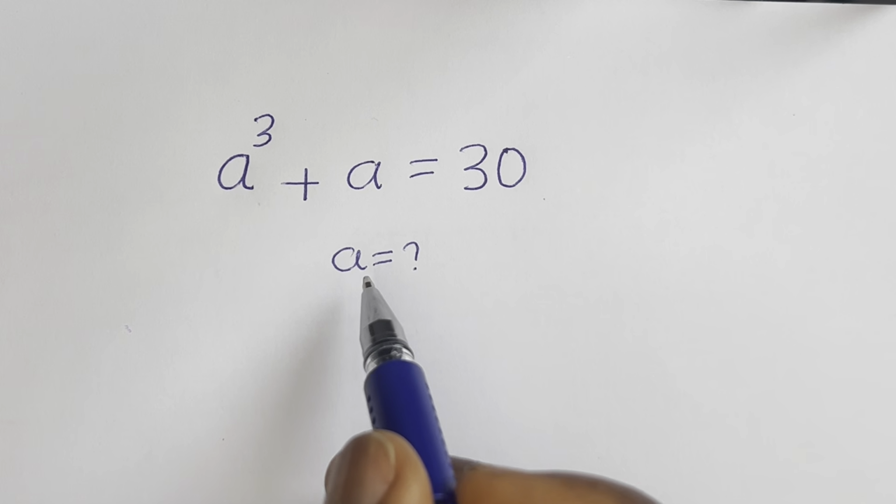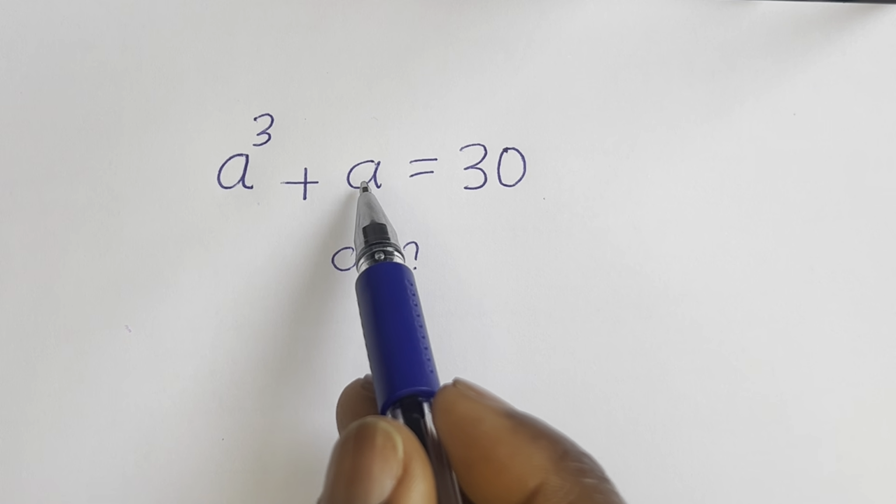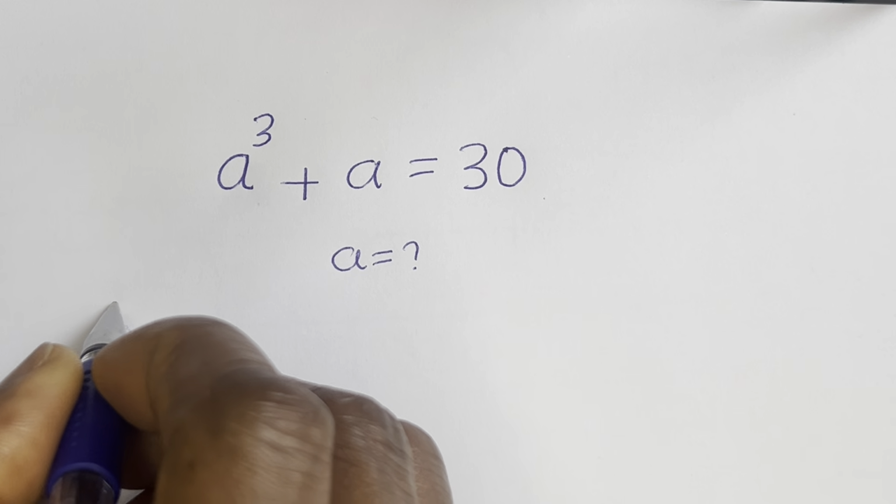Hello, how to solve for a in this equation? a to the power of 3 plus a is equal to 30. Solution.